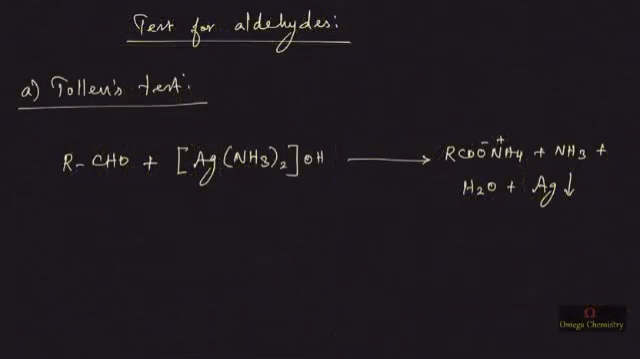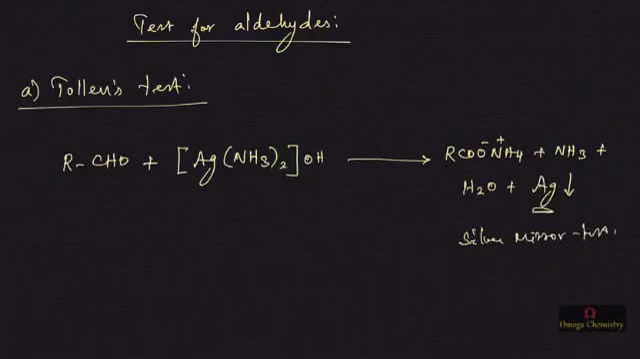The first one is Tollens' test for aldehydes. When aldehydes are added to ammoniacal silver nitrate, a gray-white precipitate of silver will be obtained. The precipitated silver will stick on the inner wall of the test tube and turn the glass tube into a mirror. Hence, it is also called the silver mirror test, because silver gets precipitated and sticks onto the inner walls of the test tube.